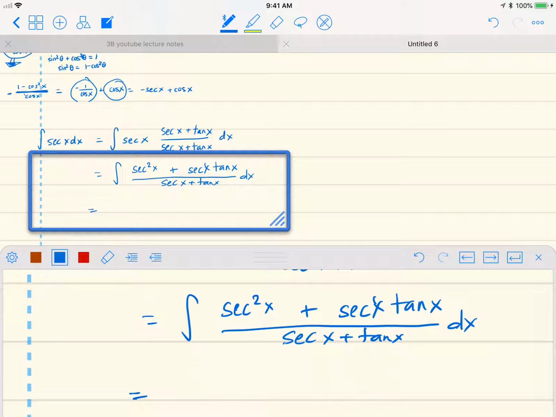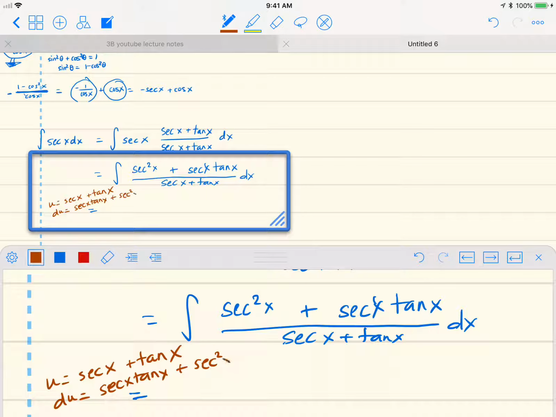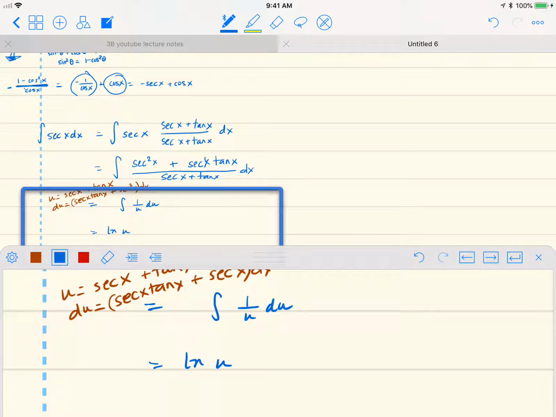And we can do a u substitution, right? So let u equal secant x plus tan x. Then du is going to be secant tan plus secant squared, and all of that dx, right? So our integral over here is going to be equal to the integral of 1 over u du, which is going to be natural log of u. Back substitute to get natural log of secant x plus tan x.